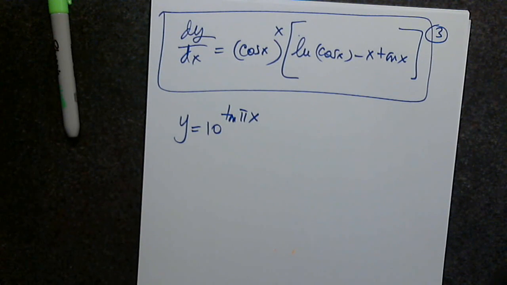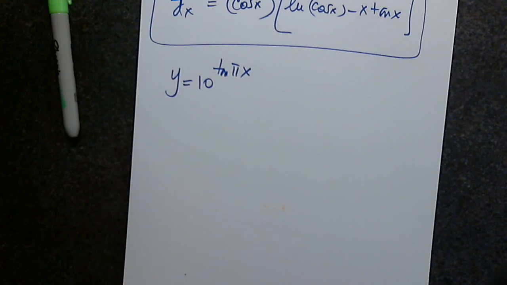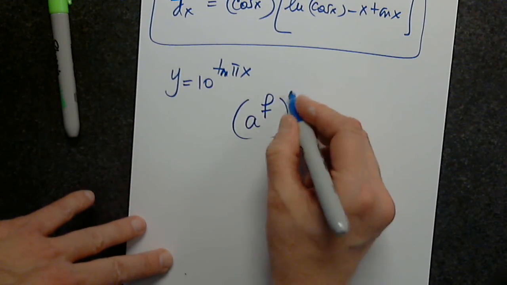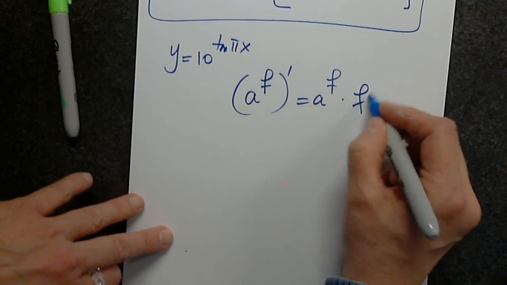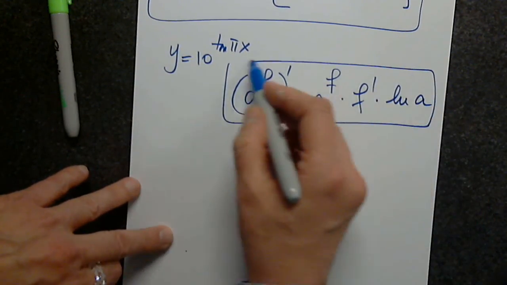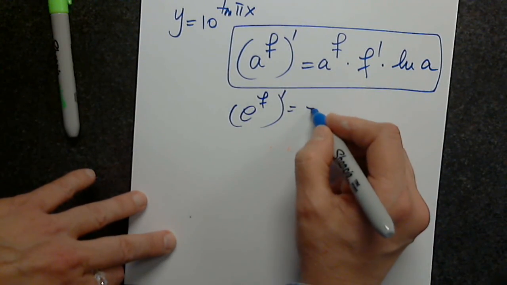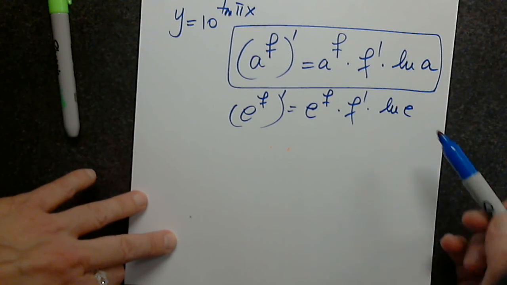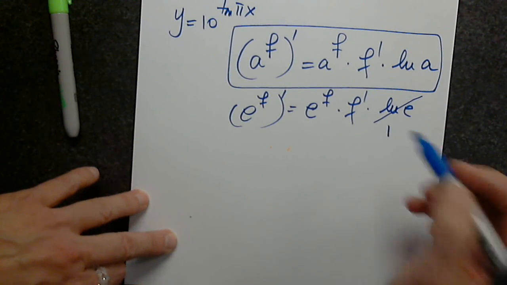So let me refresh your memory on this. These are the differentiation rules. We need to remember them, okay? A raised to a function, prime, is a raised to the function times the function prime times natural log a. If we have e to the function, we have e to the function times the function prime times natural log e. But there is no need for this. Why? Because it's 1.